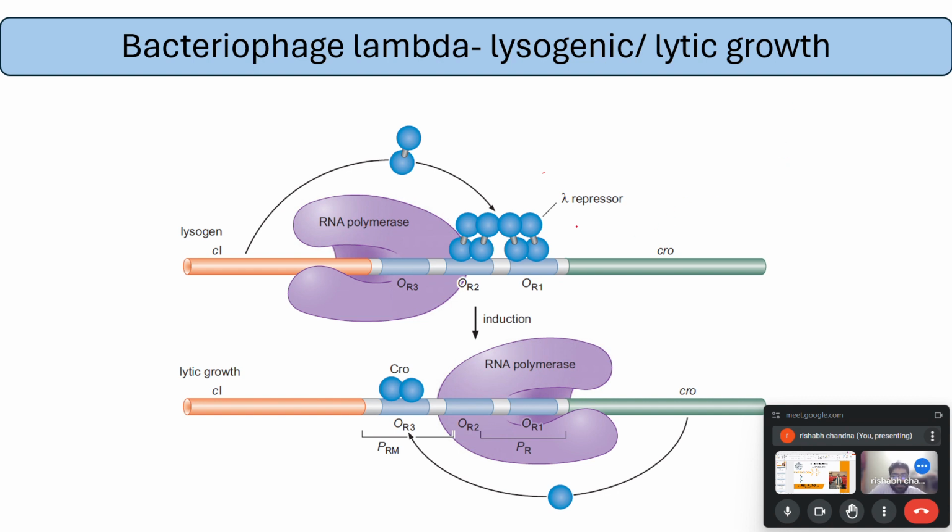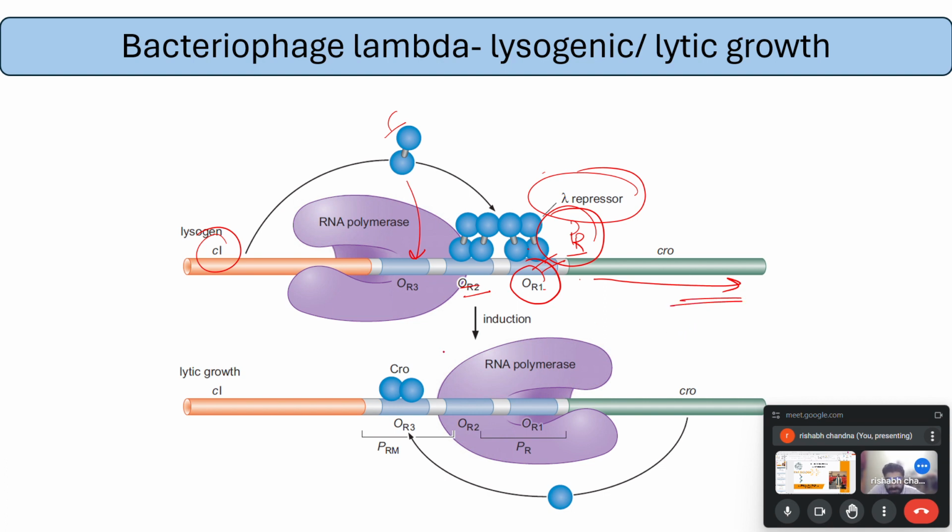Now, how does it happen? When there is a lysogenic cycle, C1 will be produced. This is the dumbbell shape and it will act on OR1. So it's a lambda repressor. The binding on OR1 stimulates the binding on OR2, and further to OR3. This represses the PR promoter that leads to the production of the CRO protein.